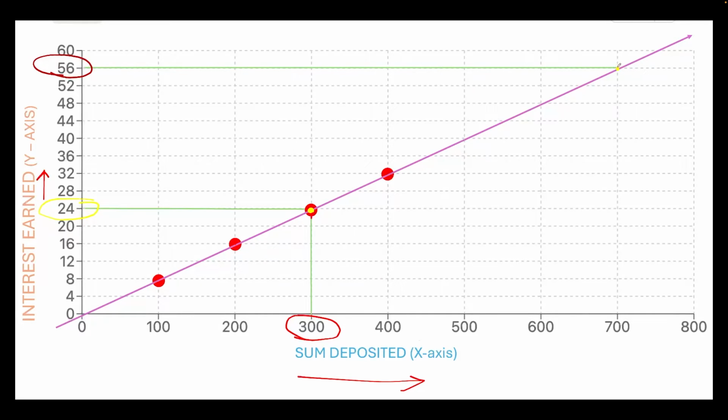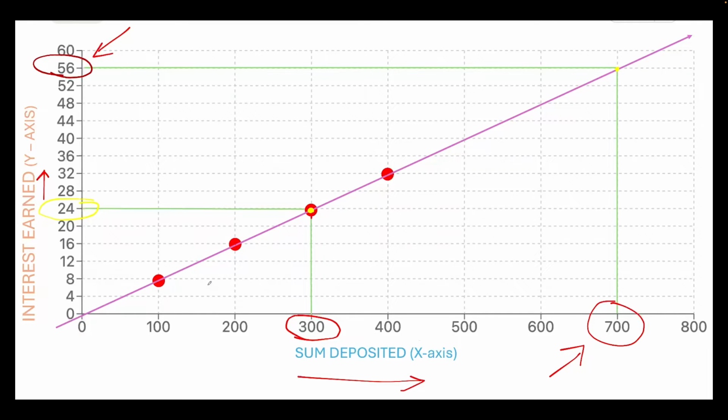Great. So it's touching over here. From here, let's draw a point down towards the x-axis. Perfect. We are at about 700 rupees. So that means for an interest of 56 rupees, you need to invest 700 rupees.